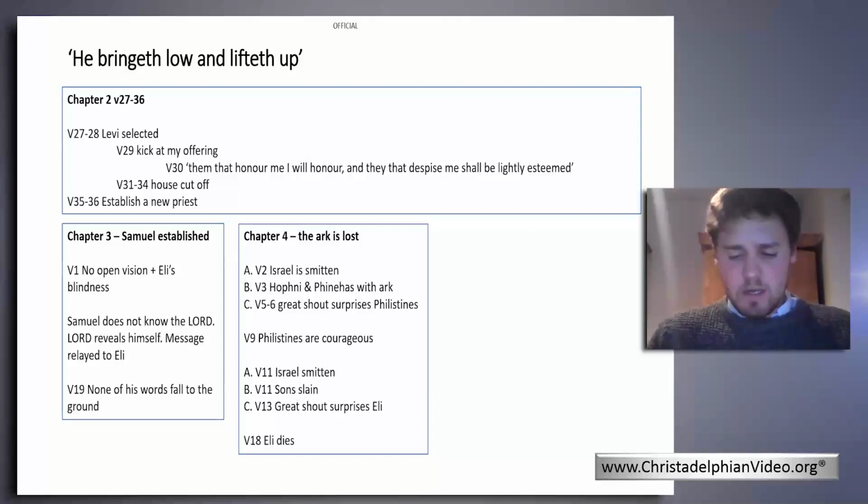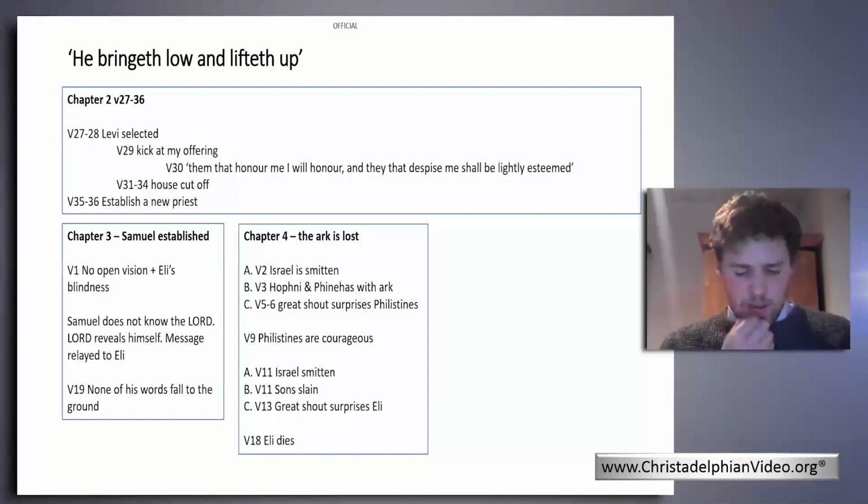In verse 19, Yahweh is with him, and did let none of his words fall to the ground. And all Israel, from Dan even to Beersheba, knew that Samuel was established to be a prophet of Yahweh. And within this passage then we have a consistent dimness from Eli, but a revelation which is made to Samuel.